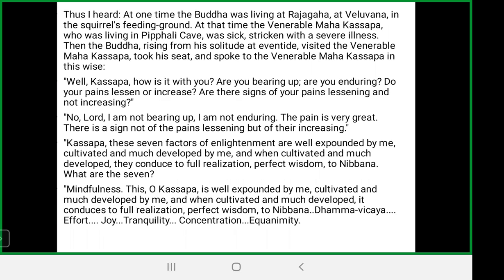Right? So thus I heard: at one time the Buddha was living in Rajagaha at Veluvana in the squirrels' feeding ground. At that time, the Venerable Mahakassapa, one of the Buddha's disciples, the third disciple, was living in the Pipphali cave, was sick, stricken with severe illness. And Venerable Mahakassapa himself was an Arahant. Of course, as an Arahant, he also faced sickness. But when he faced sickness, it did not disturb his mind so much because he is an Arahant.